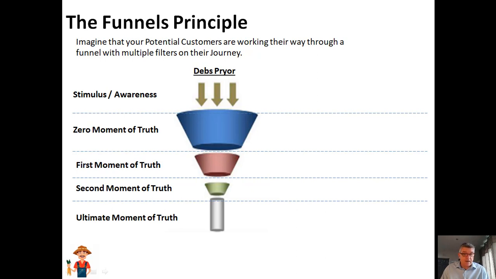The same happens again between the first moment of truth and the second moment of truth. And you can see the principle going here. Between each one of these moments of truth or phases in the customer journey, we're losing a certain percentage as we go through.